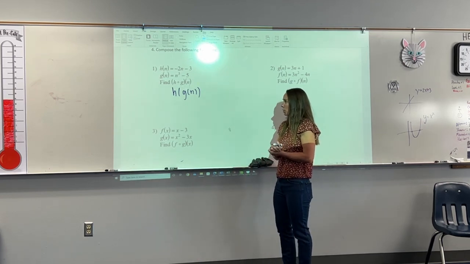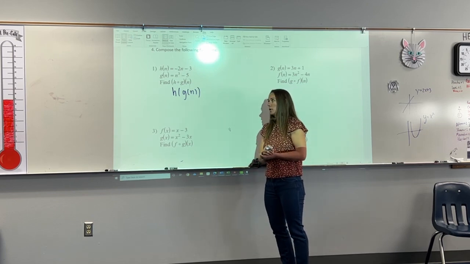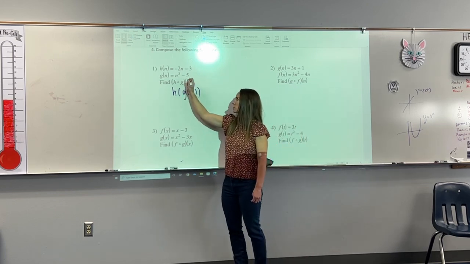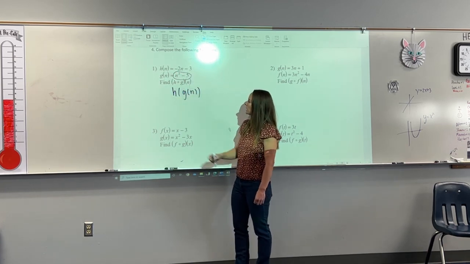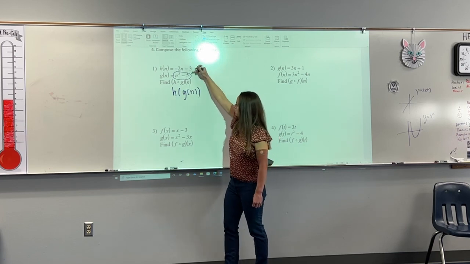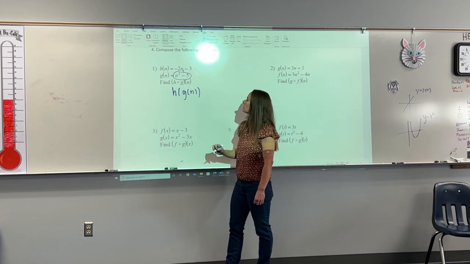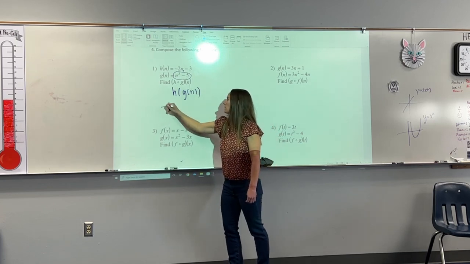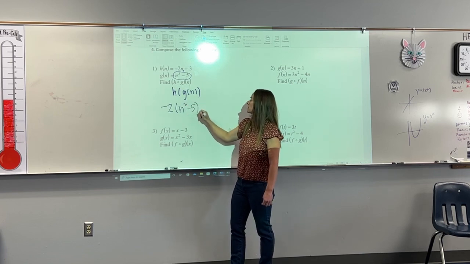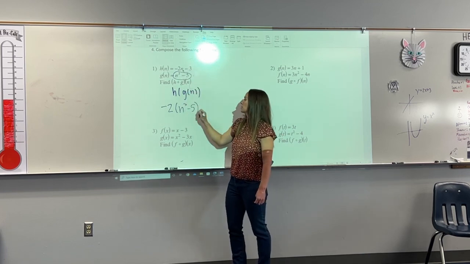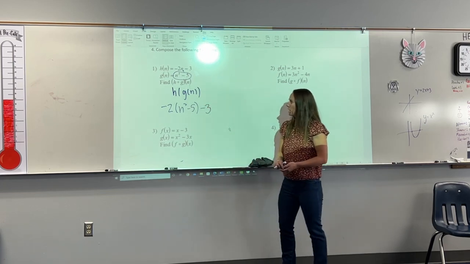So now, which one's the baby? G. G is inside. So I'm going to circle my G, and I'm going to put it inside of H. So everywhere I see an N, which is the same thing as an X, I draw my arrow. So I'm going to get a negative 2 parentheses n cubed minus 5, close my parentheses, and then continue with my H function, which is minus 3. How do we feel about that?